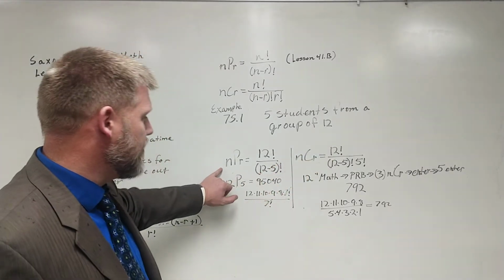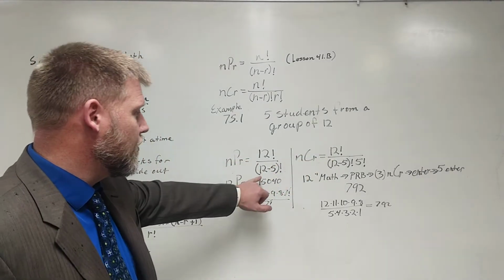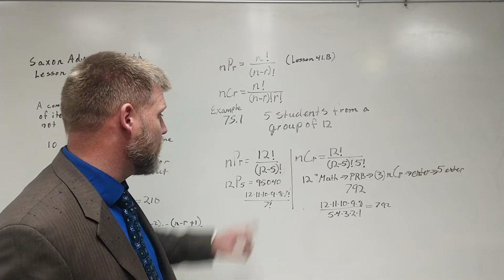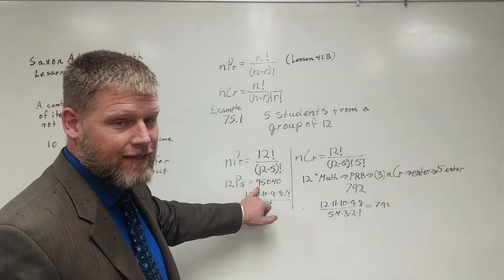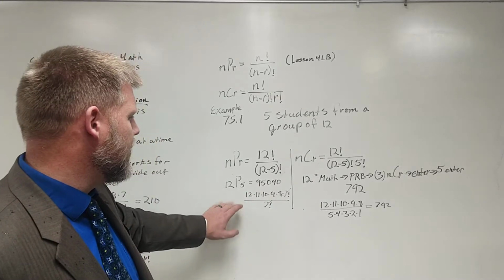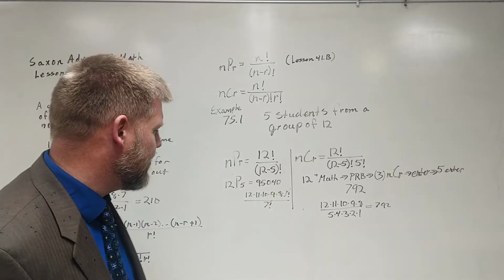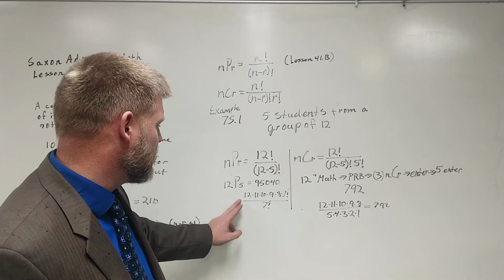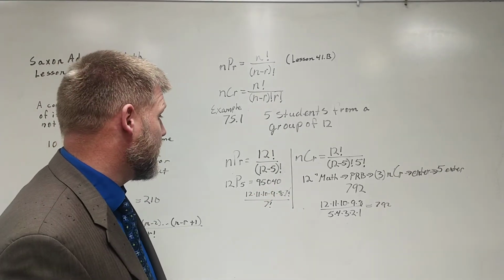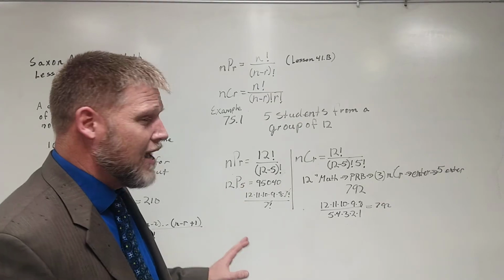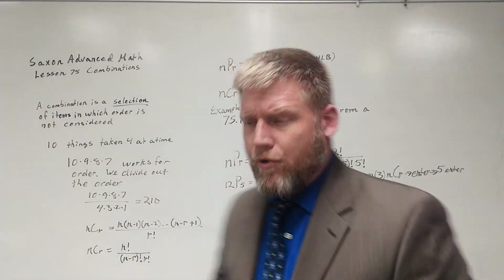I would do an nPr, so it's 12 factorial over 12 minus 5 factorial. That's n factorial over n minus r factorial. That's going to give you 95,040. Well, you could do the same thing if you looked at it and realized 12 minus 5 is 7, so 7 factorial, so 12 times 11 times 10 times 9 times 8 is 95,040. That's a lot of different ways. However, I don't care which order they're in.